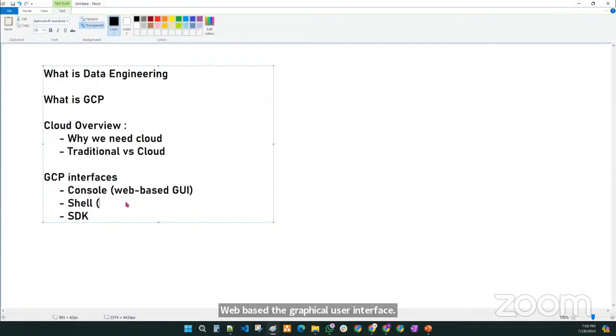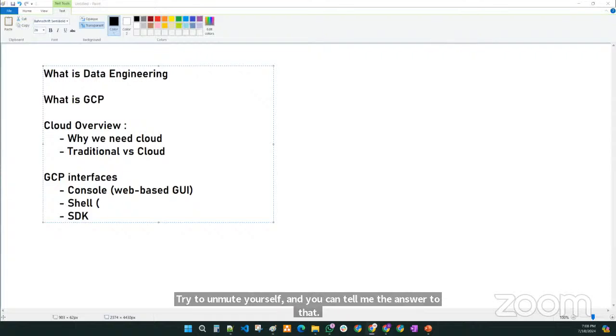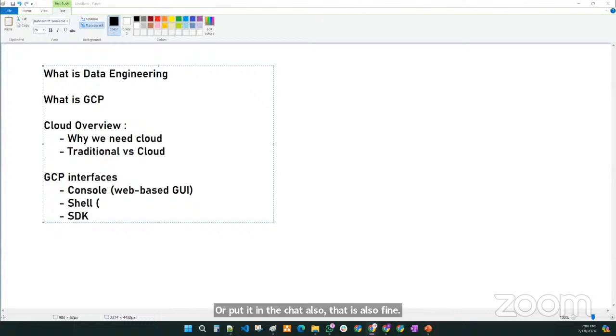What is a Cloud Shell? Can anyone tell me what a Cloud Shell is, guys? I have already covered the topic, right? Anyone, please? Please try to unmute yourself and tell me the answer, or put it in the chat, that is also fine. Anyone, please. I see that no one is able to tell the answer.